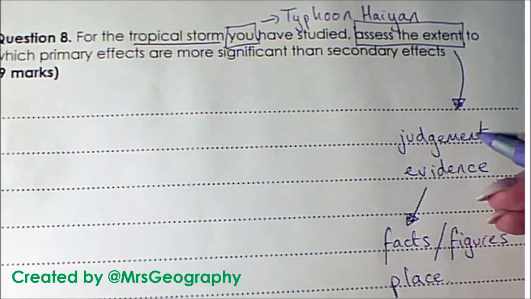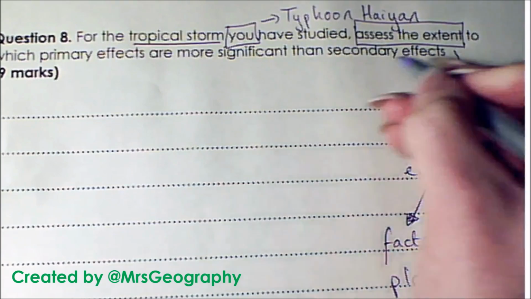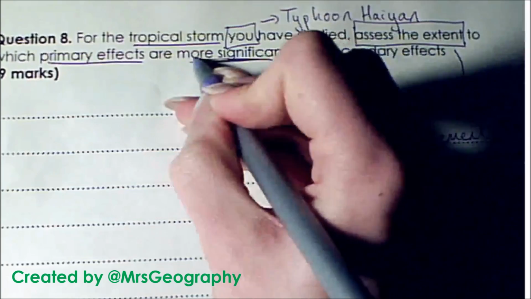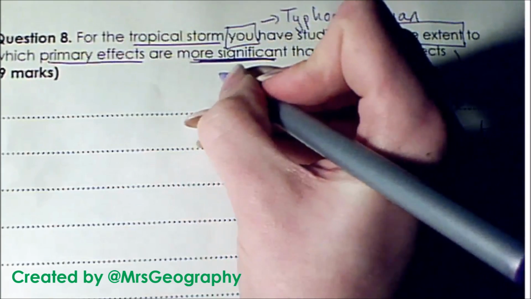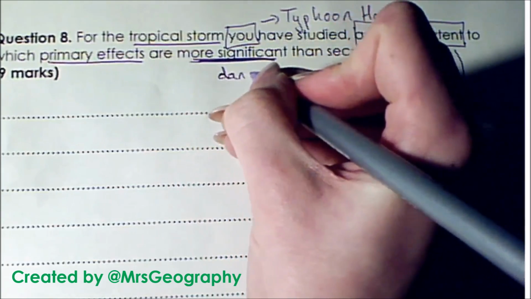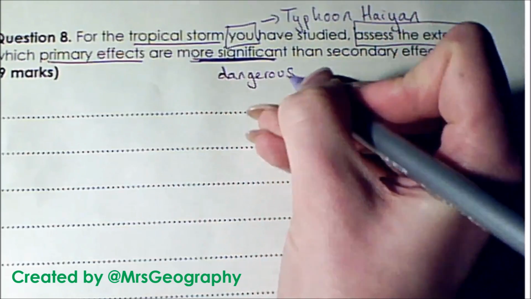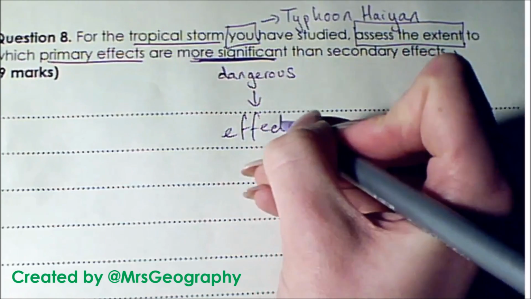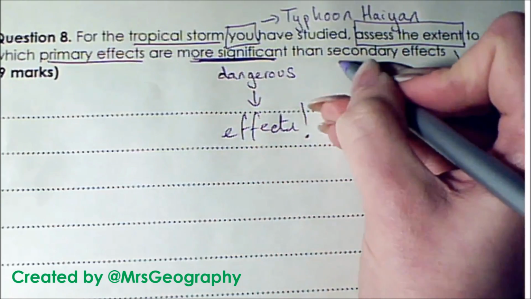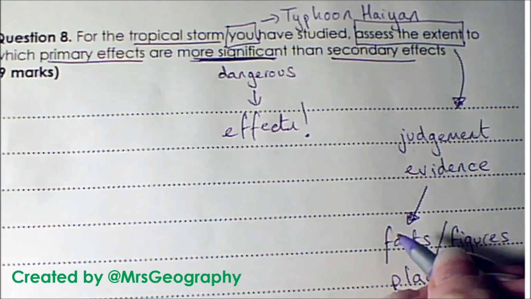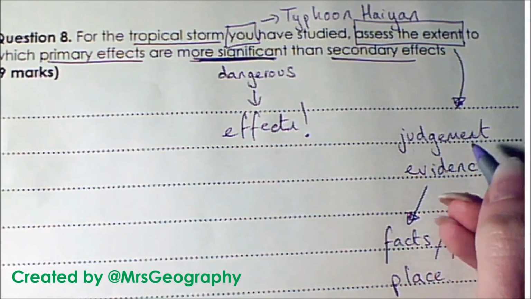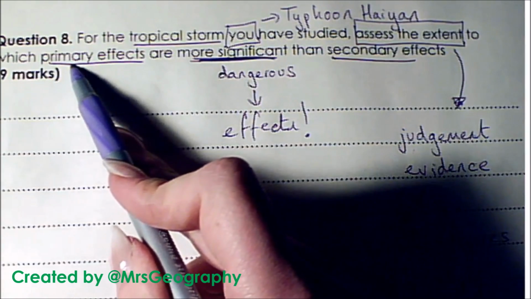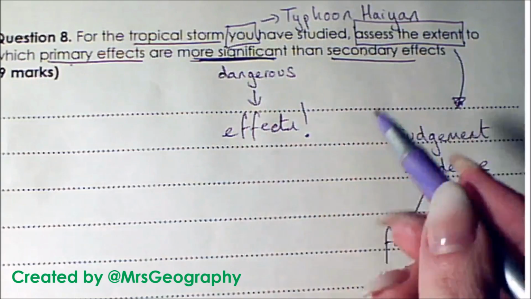Now, they want you to provide a judgment and evidence on the fact that we have primary effects, but they are more significant. Now, all that means is more dangerous, if you like, more disastrous. There's going to be more effects than secondary effects. So this is where they're trying to catch you out, because they're trying to challenge you to understand what your primary and secondary effects are.